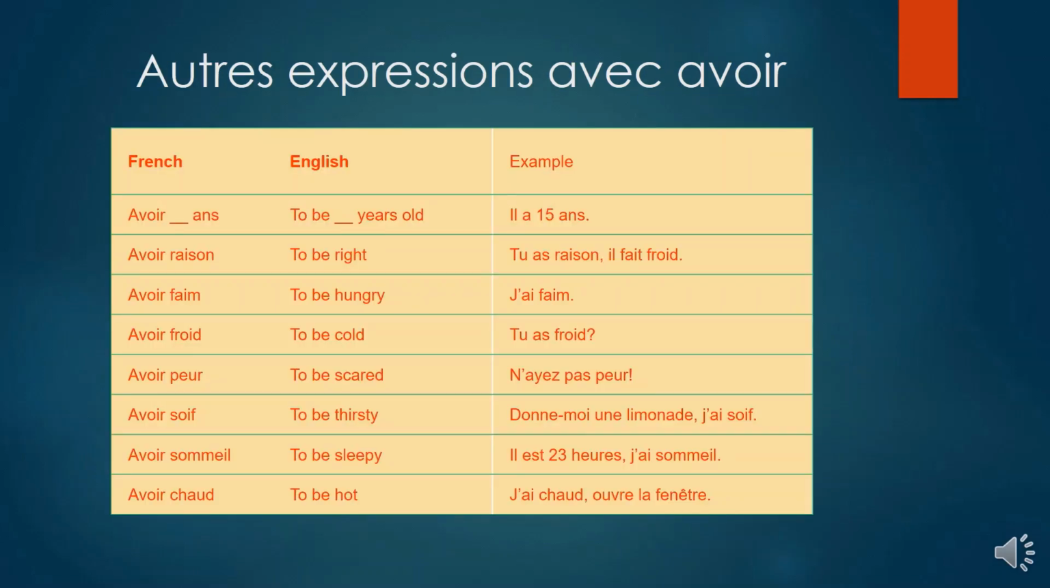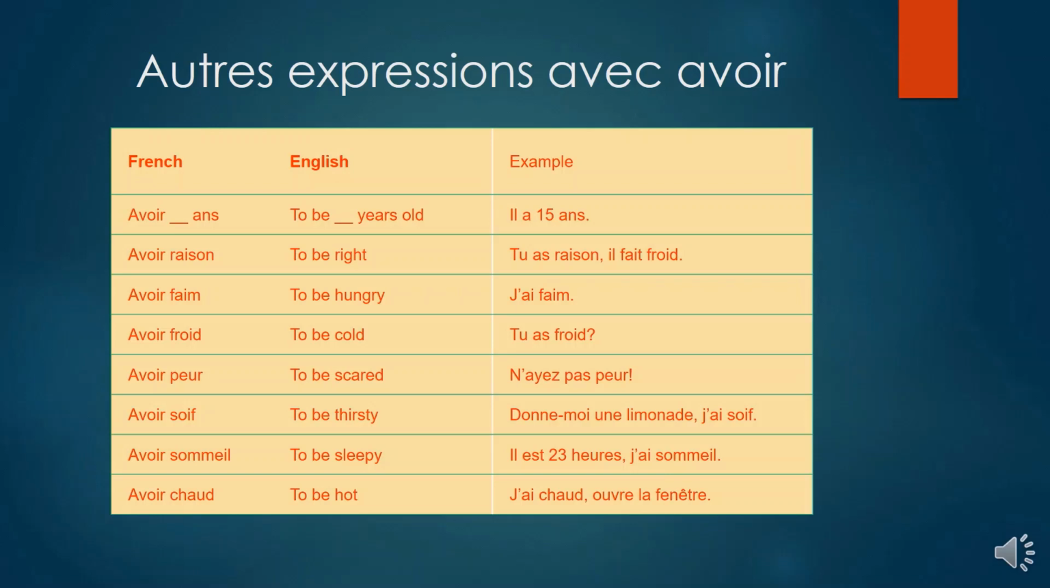Autres expressions avec avoir. On va lire en français, anglais, et puis on va donner un exemple. Avoir ans, to be this many years old. Il a 15 ans. Avoir raison, to be right. Tu as raison, il fait froid. Avoir faim, to be hungry. J'ai faim. Avoir froid, to be cold. Tu as froid?